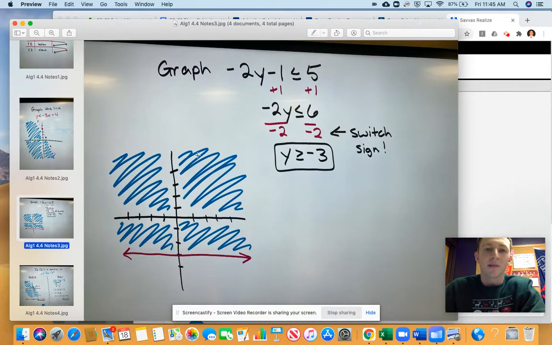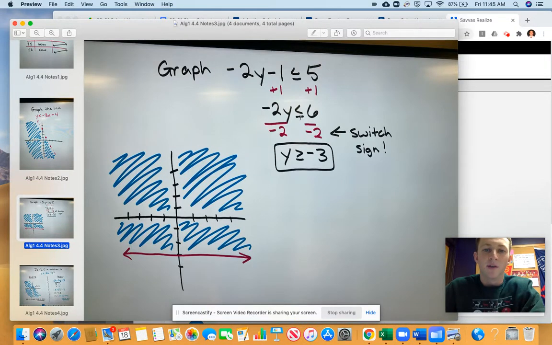Here in our next example, we want to graph negative 2y minus 1 is less than or equal to 5. We need to get y by itself. We need that y equals mx plus b form. So let's get the negative 1 out of there. Let's add 1 to both sides. Now we have negative 2y is less than or equal to 6. Let's divide by negative 2, get that y by itself.